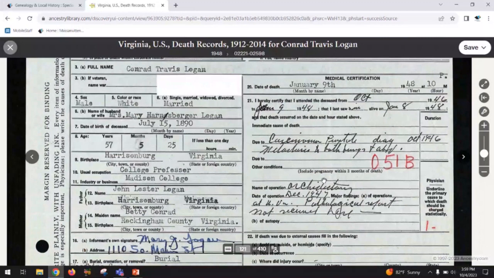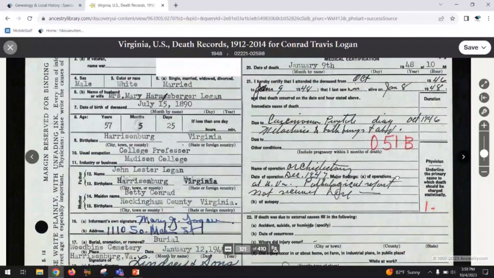Sometimes old handwriting can be hard to read, but I believe this says he died due to a carcinoma of the prostate, metastasized to both lungs and abdomen. And his doctor had been treating him for this 2 years prior, so he had an ongoing illness.